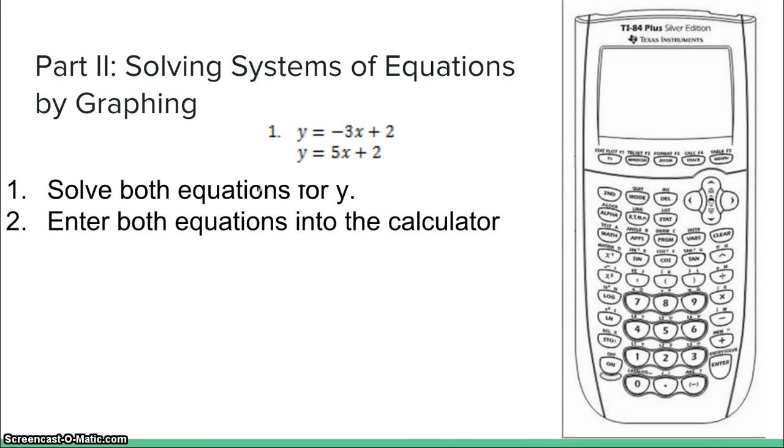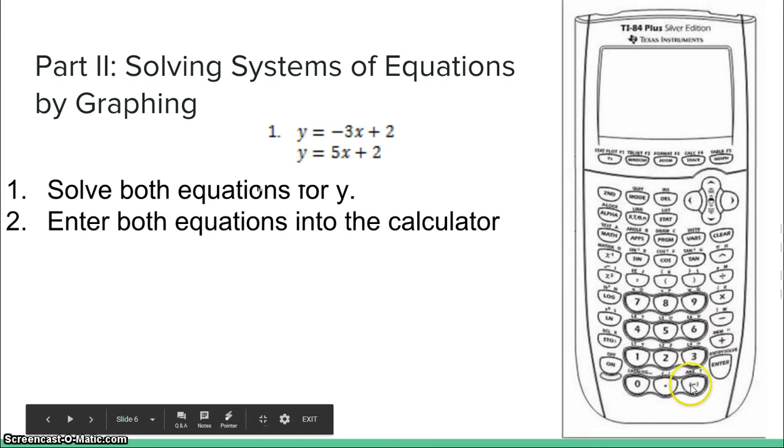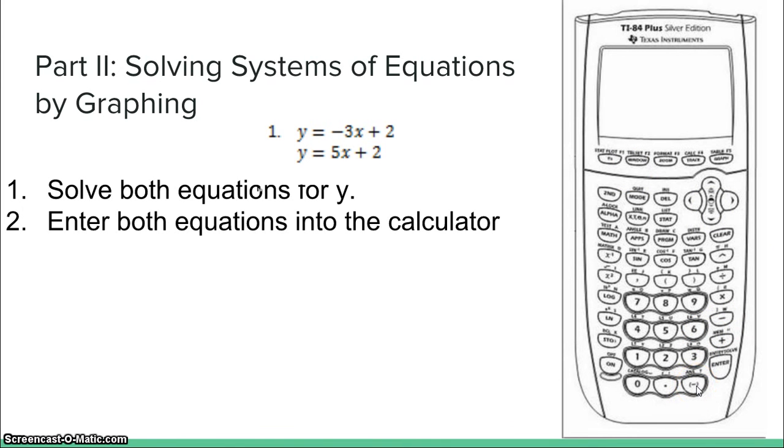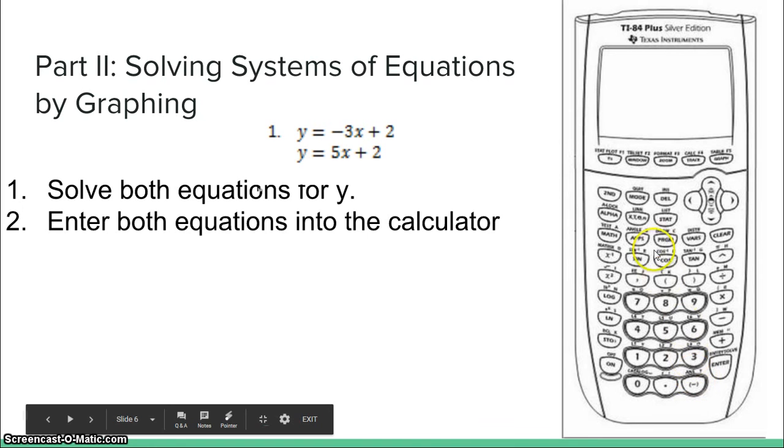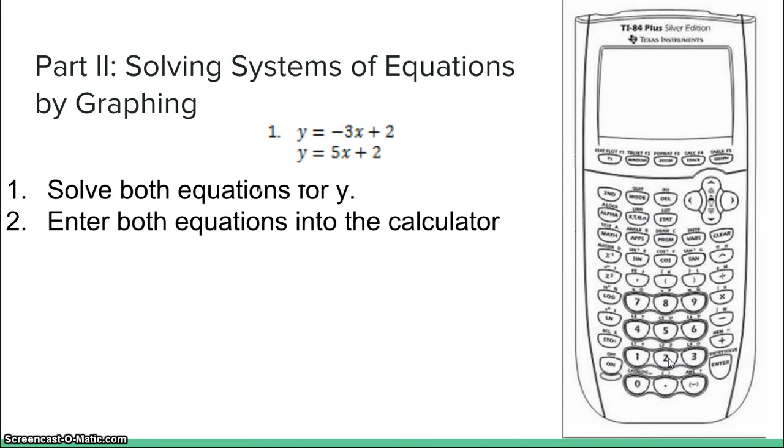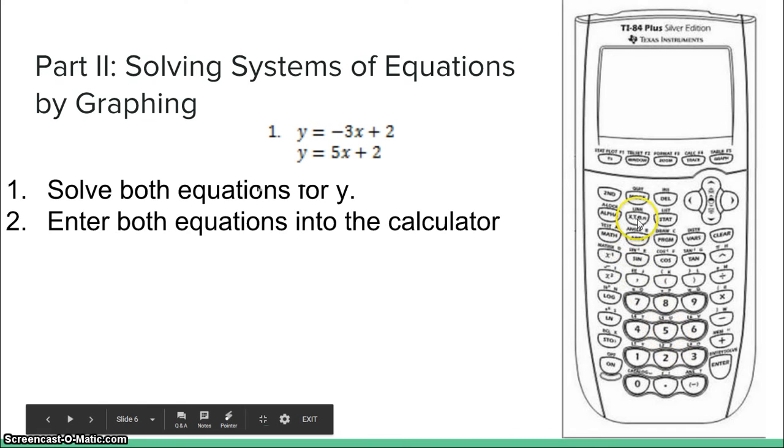Once that's done, enter both equations into the calculator. So you type in -3x plus 2, and please note, use the negative button that's located down here for negative signs. -3x plus 2. Press enter. Come down to the second line, 5x plus 2.